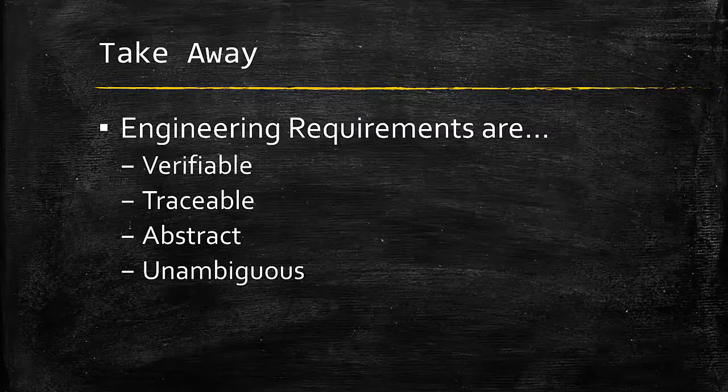So what's your takeaway? Engineering requirements need to be verifiable. Okay, can you actually prove it? Traceable. They need to be derived from a customer requirement. Abstract. They shouldn't describe exactly how your system or your internals work, and they need to be unambiguous. Two different people reading the same requirement would not have a difference of opinion about whether or not the requirement has been met.